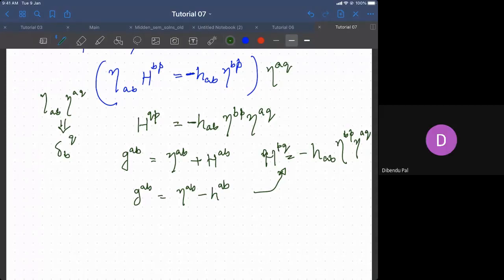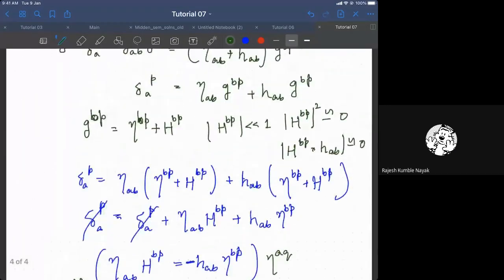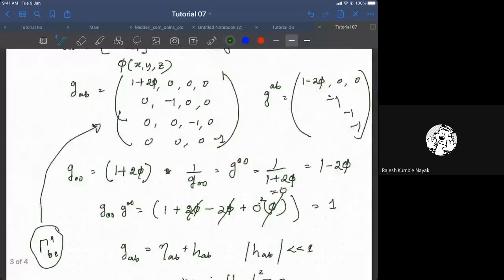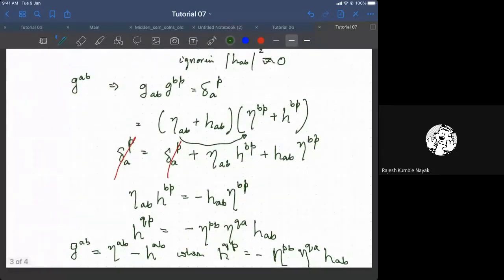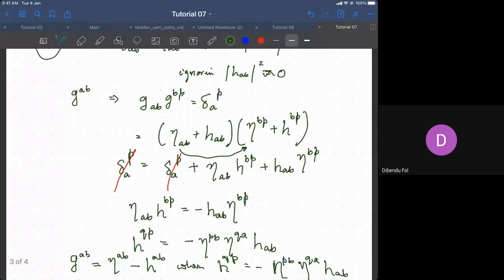Sir, can you go to the slide of that when you started using the small h ones? The previous ones, this one, or in the previous page, I just did a quick calculation. Yes, sir. Previous page, sir, where you started using small h. Yeah, can you see it? This is a one.